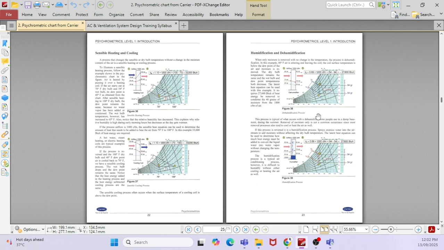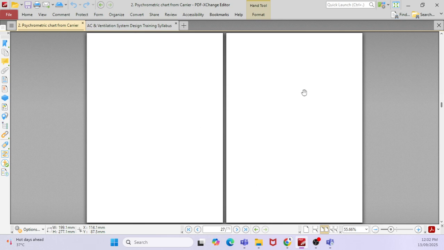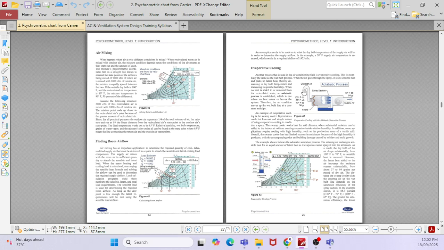It's a good PDF, I think. Humidification and dehumidification, how to calculate? Humidification means adding water vapor, sir? Yeah, adding water vapor or removing water vapor. Dehumidification is removing moisture, water vapor. See how to calculate room airflow rate. There is an equation given here.